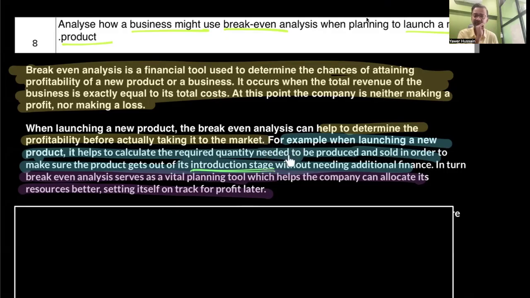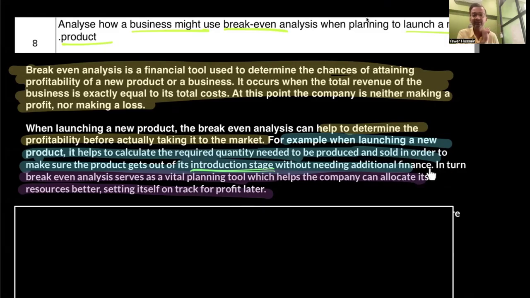Then you bring in your application, which is here the blue part. So for example, when launching a new product, it helps to calculate the required quantity needed to be produced and sold in order to make sure that the product gets out of its introduction stage without needing additional finance. So again, I'm creating the situation that you want to know how much to make and how much to sell. Remember, the cost and revenue side must meet. And that way, if you're able to do that, you can get out of your introduction stage. Remember, a new product always starts in its introduction phase. So here I've created a scenario of the launch of a product and how break even is being used.